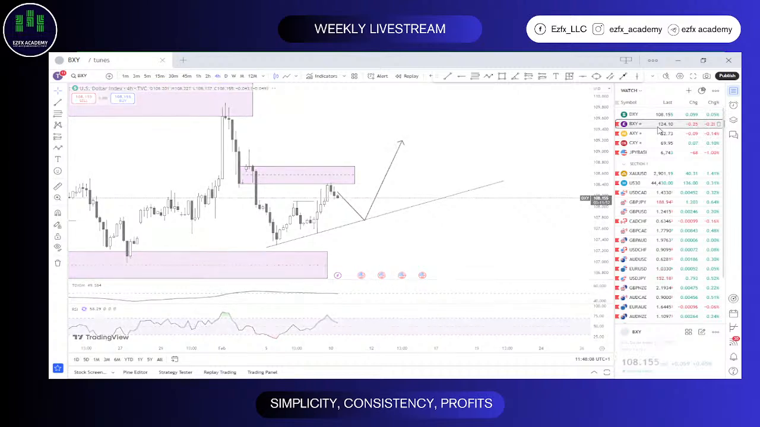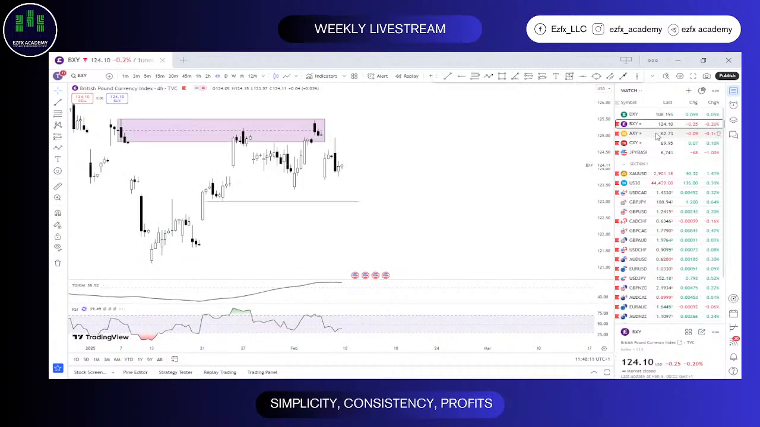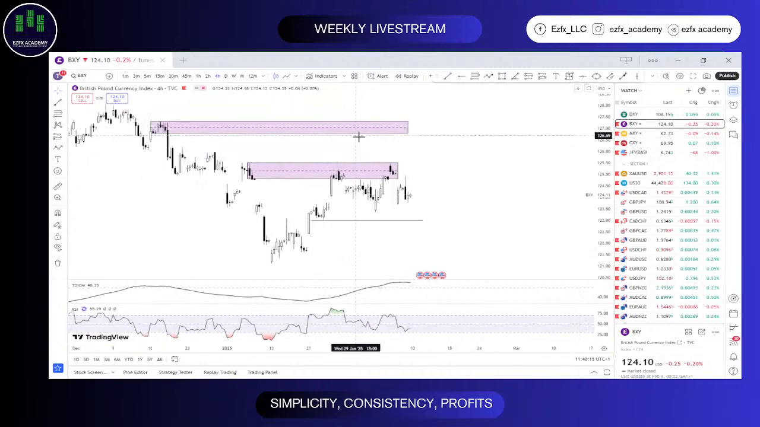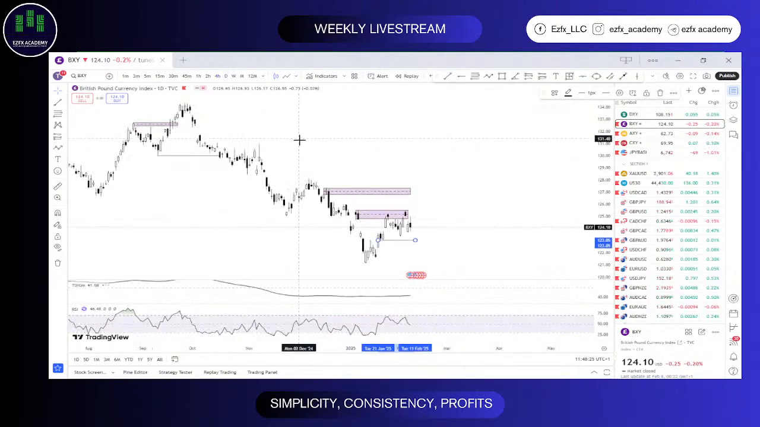I won't take too much time on the indices today. So let's go straight to BXY, the Great British Pound Currency Index. And I think for this one, we were expecting some level of weakness last week. We didn't get to see that clearly, but all the same, let's see. Let me check the daily time frame first.